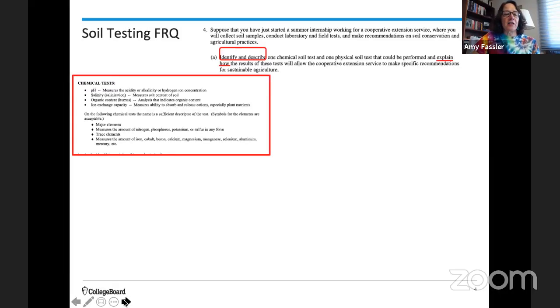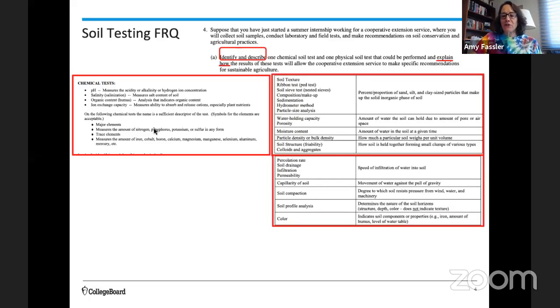So let's take a look at the chemical tests. I think that most students went with those classic chemical tests we often do on a soil sample: pH, and then the amount of nitrogen, phosphorus, or potassium. Note that even though I had to describe in order to get the 1 point for that, the rubric indicates that the name, if I say I'm going to test for nitrogen, that really is kind of a description. There's not much else I have to say about that.